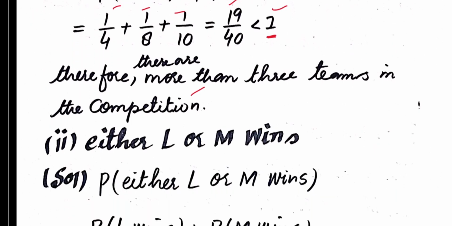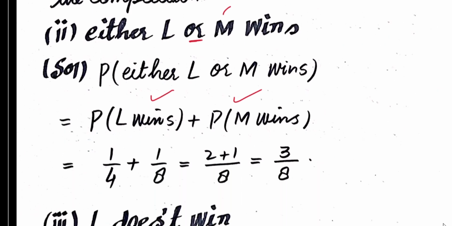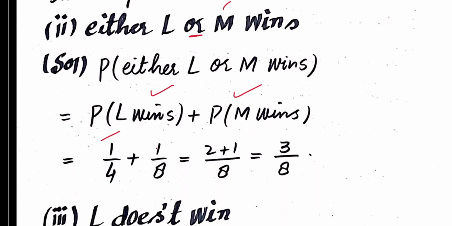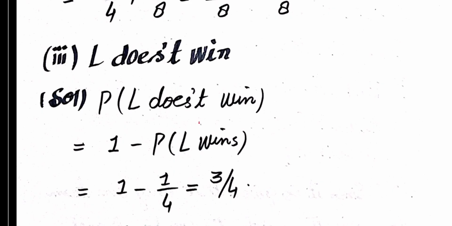Next is either L or M wins. This is "or", it means we will find the probability in case of union, and because it is given that both teams cannot win, the events are mutually exclusive. So this is simply probability of L wins plus probability of M wins. What is the probability of L wins? It is given, this is 1 by 4, and probability of M wins, this is 1 by 8. Final is 3 by 8. L does not win. This is simply law of complement. This is equal to 1 minus probability of L wins, 1 minus 1 by 4. This is 3 by 4.